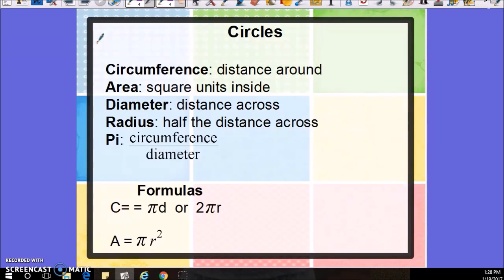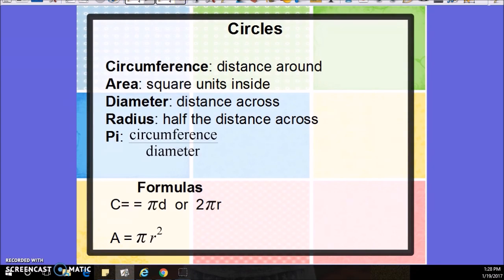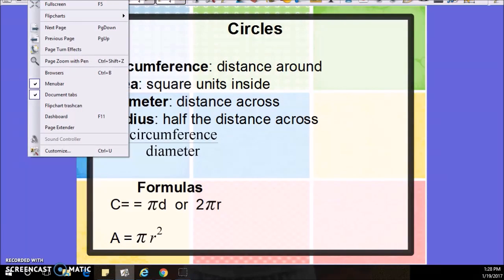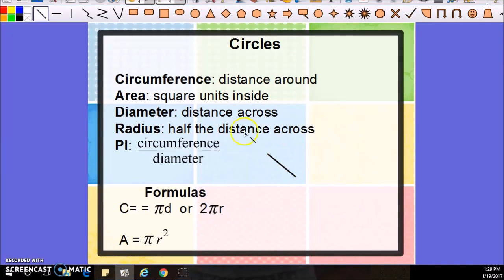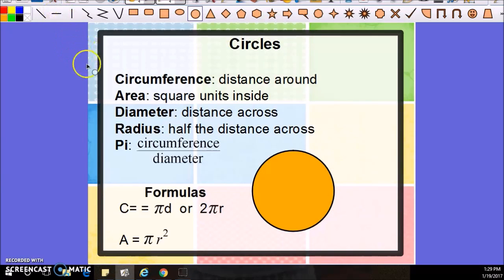Alright, so circumference. Circumference is the distance around the circle. If this is your circle, it would be that black outline. That would be the circumference. The area is square units inside of the circle. But y'all already know what area is. That's the area inside of it.